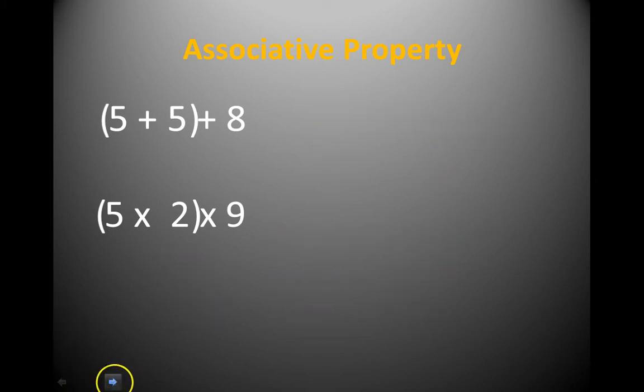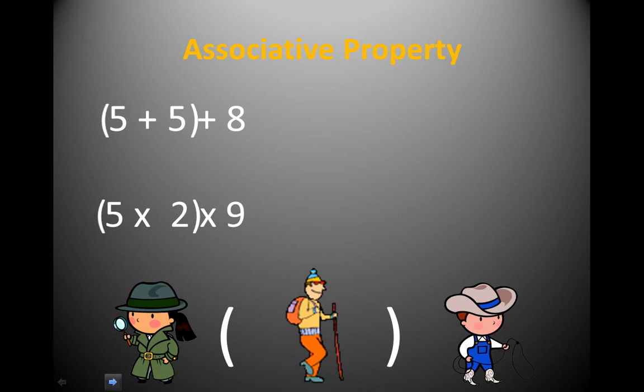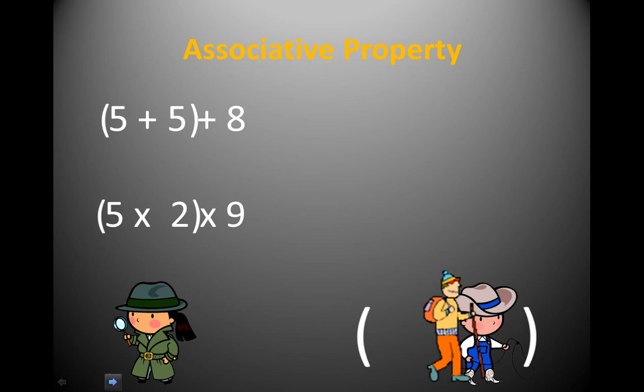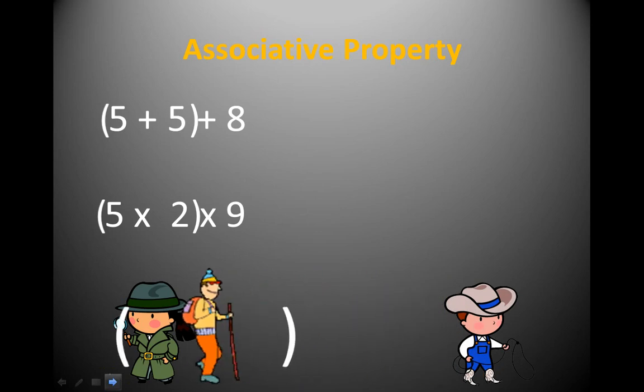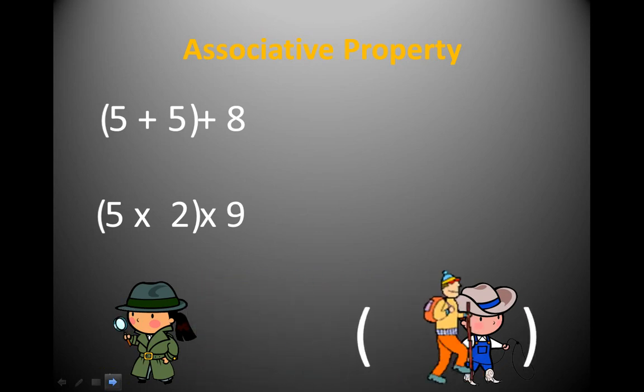One thing I like to think about when I think about the associative property is that it likes to associate numbers. You're associating the 5 and the 5. You're associating this 5 and the 2. So if you think about it here, we have the detective, Walking Joe, and a little cowboy. Sometimes Walking Joe likes to associate himself with the cowboy. Sometimes he likes to associate himself with the detective, but sometimes he likes to go back to the cowboy. He associates himself by these parentheses. The parentheses can move back and forth.